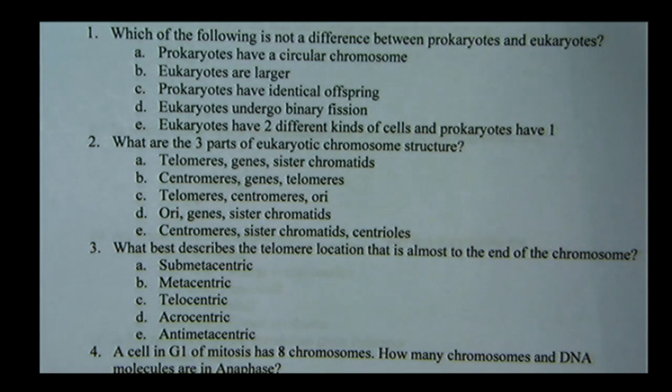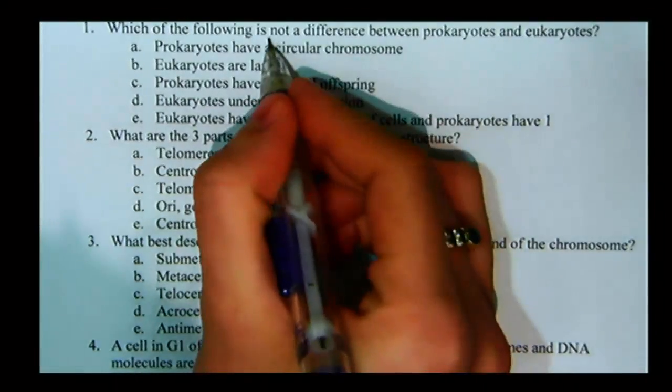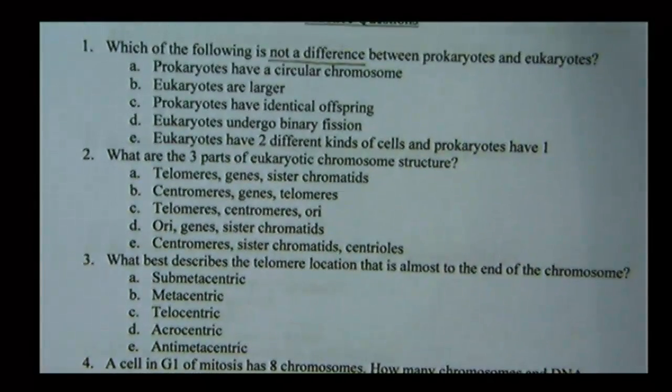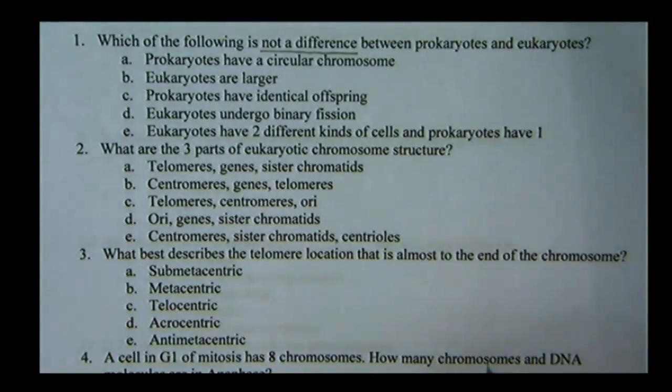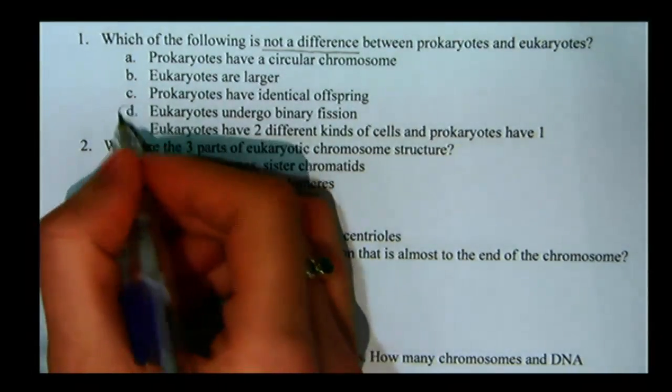Okay, so this is a "not" question. These kinds of questions sometimes can be difficult. Which is not a difference between prokaryotes and eukaryotes? The answer to this question would be D. Eukaryotes do not undergo binary fission. Everything else is true. Okay, and if you ever can't see the question on the screen, let me know.